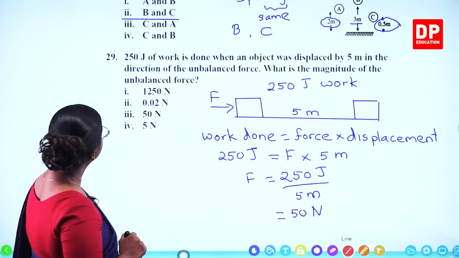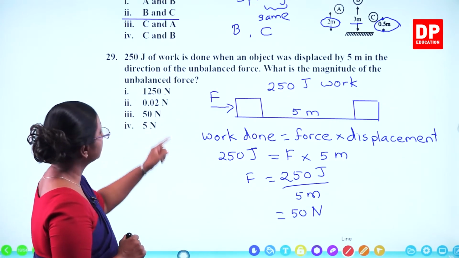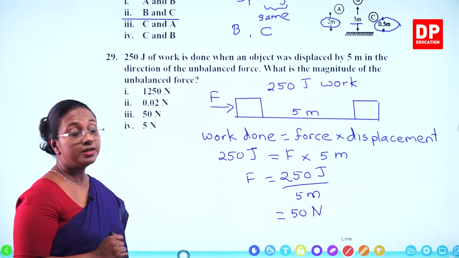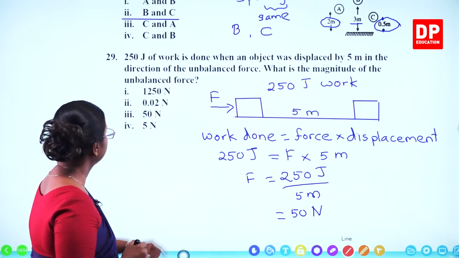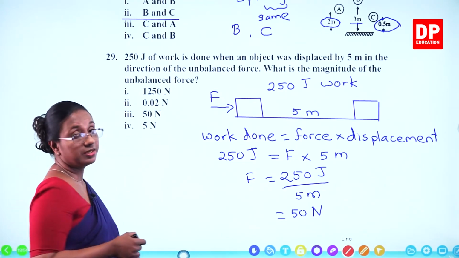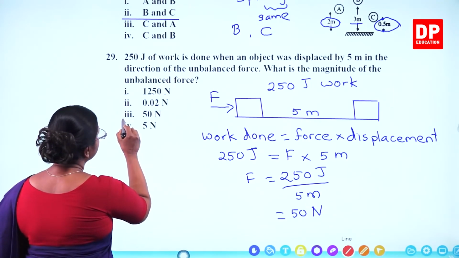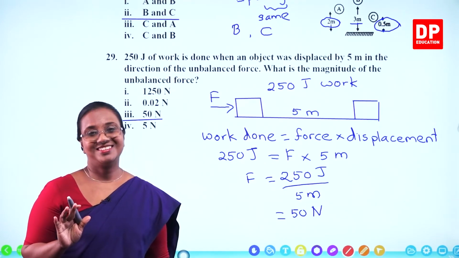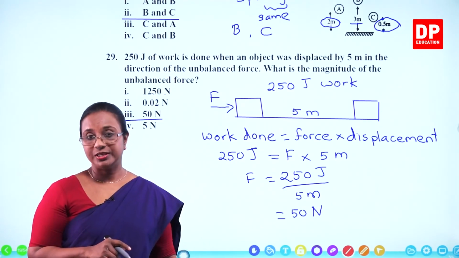So what is the magnitude of the unbalanced force? 1250 Newton. That's incorrect. 0.02 Newton. That's also incorrect. 50 Newton, that is correct. 5 Newton is also incorrect. So it is 50 Newton. Is that okay, students? So then we'll move on to the next question.